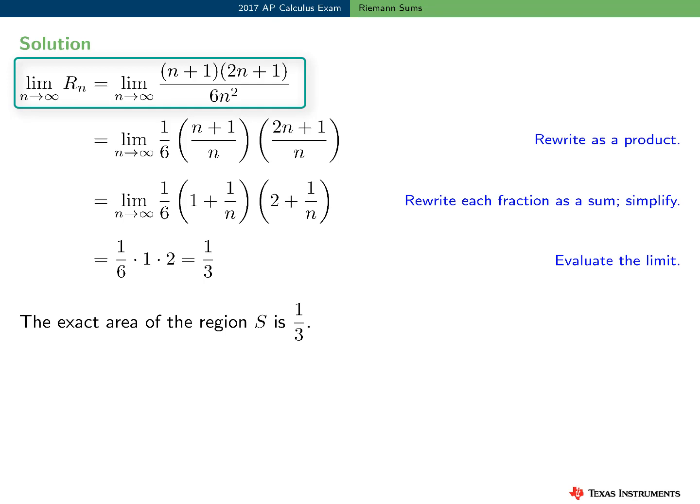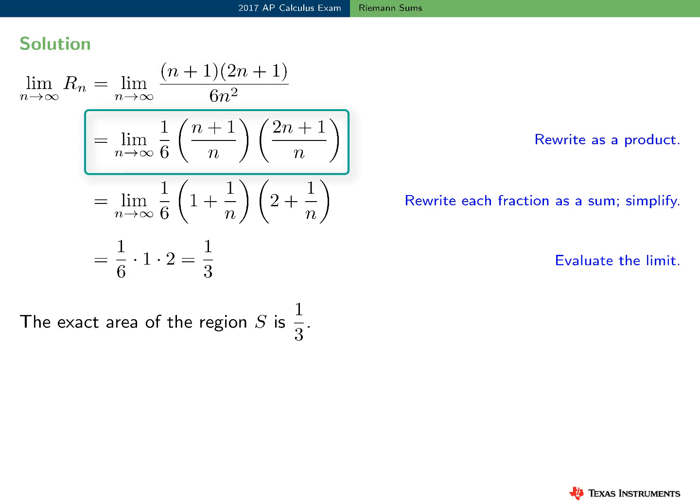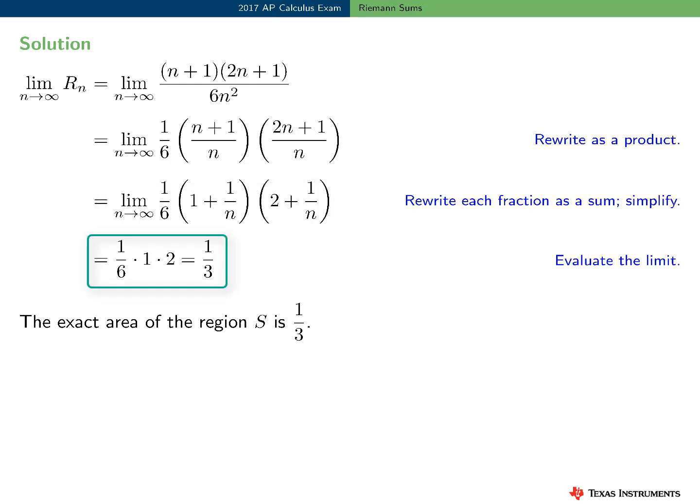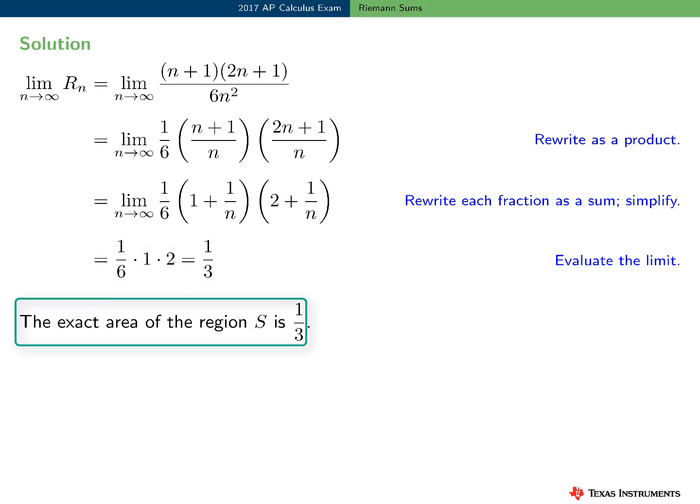Now let's try to evaluate the limit as n goes to infinity of R sub n. First, I'll rewrite the expression for R sub n as a product. And then I'll rewrite each fraction as two separate fractions, so that each term is expressed as a sum. Now, as n goes to infinity, we know that 1 divided by n goes to 0. Therefore, the overall limit here is 1/3. That says that the exact area of that region S is 1/3, and that's a pretty amazing result.